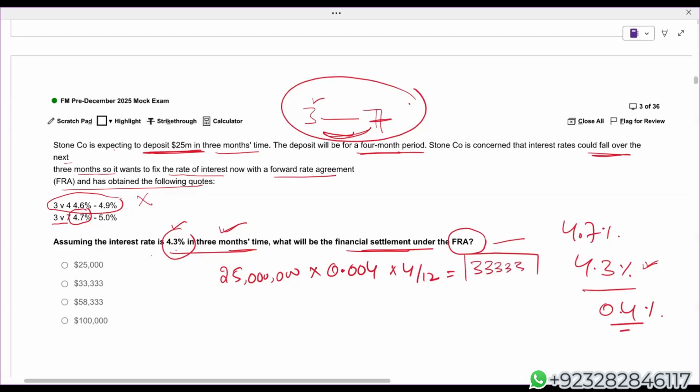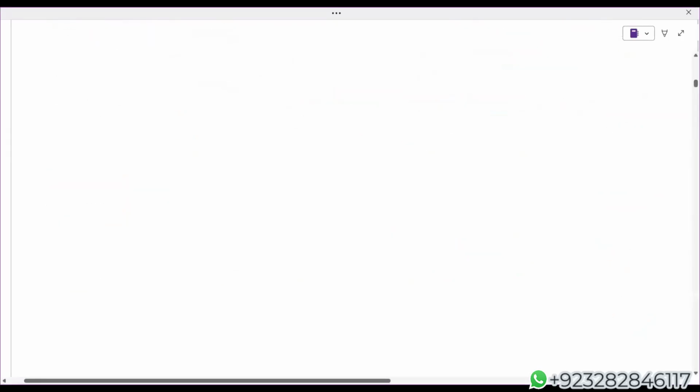I think examiner could have made a more interesting question by putting one more thing: settlement amount under FRA, plus I think examiner should have asked one more thing. Will Stone company be receiving that amount or paying? Logically, we will be receiving under FRA 33,333. But examiner did not ask this. Examiner has asked only settlement amount under FRA. So which is 33,333. Okay.